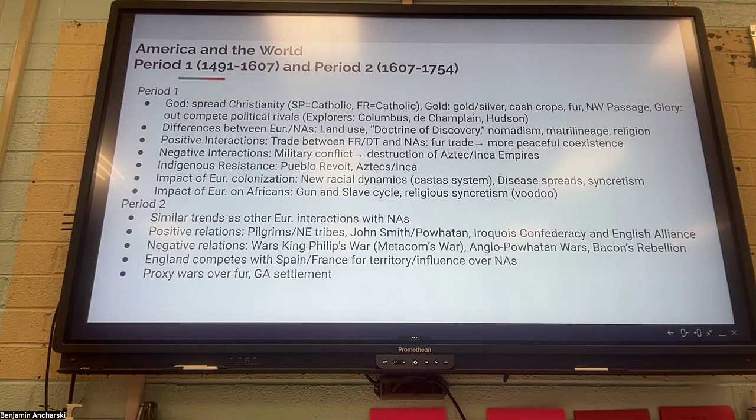The problem is, after a while, the Dutch and the French both get kicked off the continent, and then the British are the only ones left. And we saw how that went.